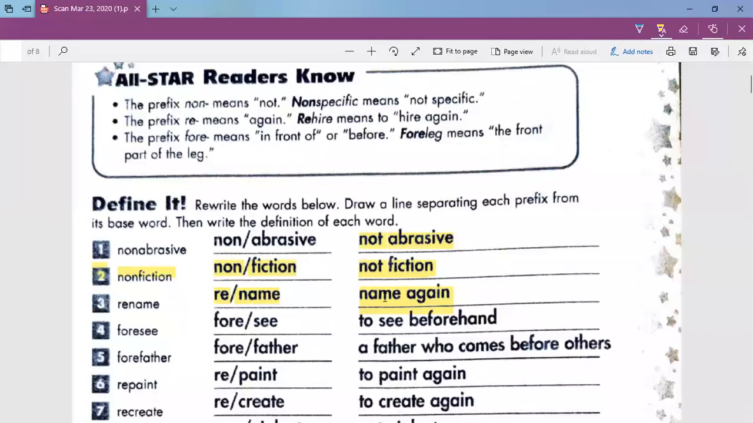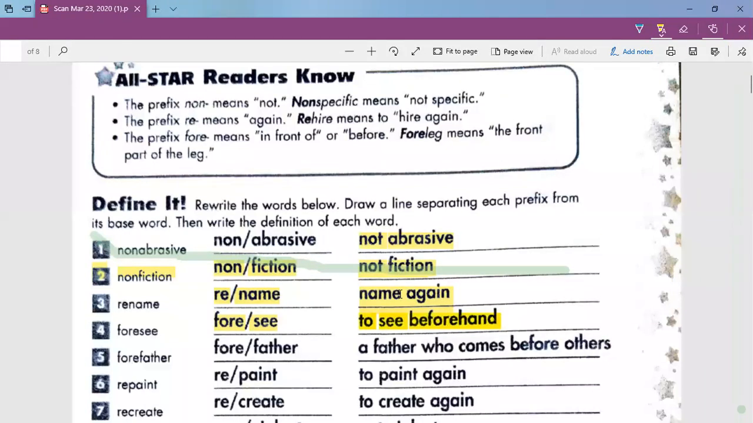All right, the next one is foresee. Fore is the prefix and see is the base word. And that means what? Who wants to tell me? To see beforehand. All right. Which means that when someone is able to see the future, I would say that. And we are going to use the word foresee.